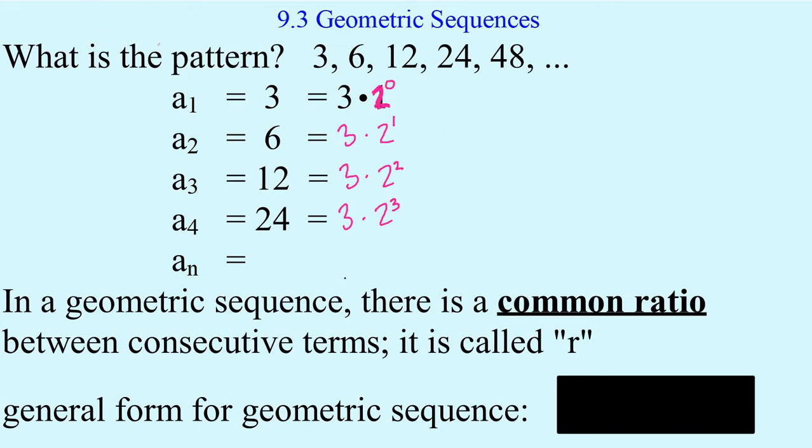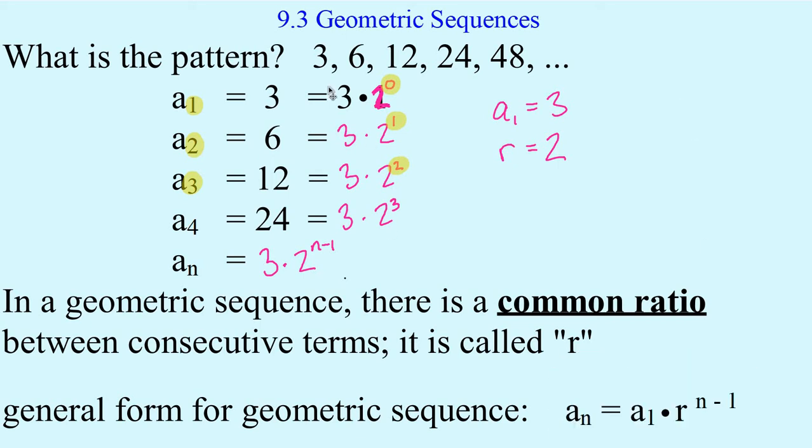Okay, so let's see. To do the nth term, all we would have to do is take 3 times 2. In case you can't see it, the first term was raised to the 0, the second term raised to 1, third term to 2. So, to go to the nth term, we would raise it to n minus 1. So, 3 would be considered our first term. So in this sequence, a1 is 3, and our ratio, what we're multiplying every single time, is 2. And we use this general formula.